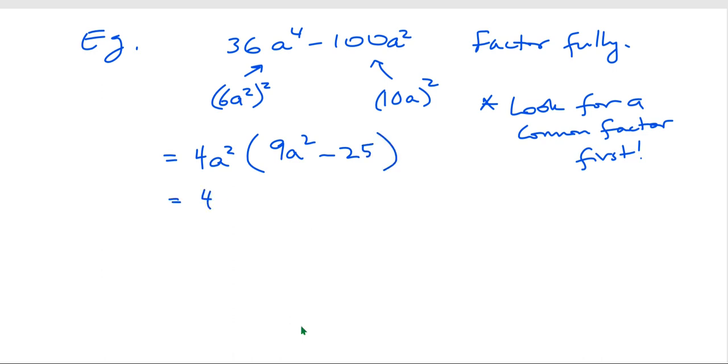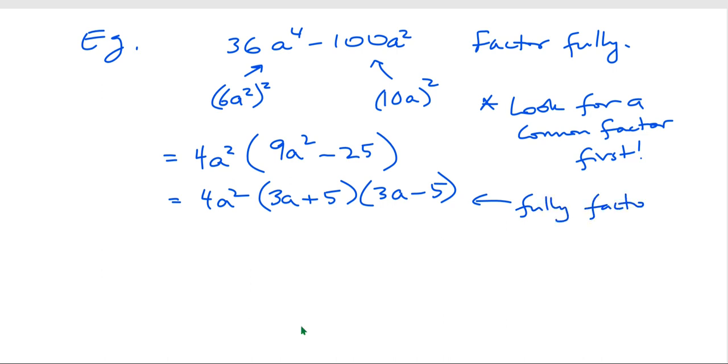Okay, and the 4a squared is still outside. I recognize that 9a squared minus 25 is a difference of squares, so I can factor it like this. Okay, and now this is fully factored because none of the factors can be factored further.